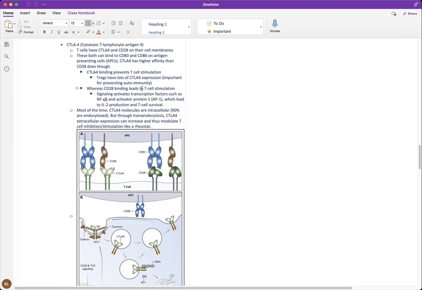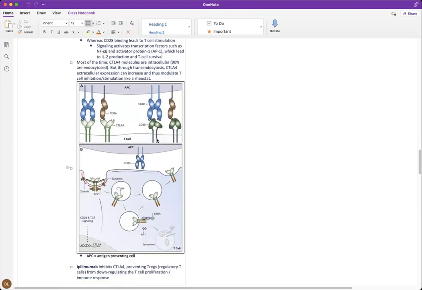Whereas CD28 binding leads to T cell stimulation. So signaling activates transcription factors like NF-kappa B and activator protein AP1, which leads to IL-2 production and T cell survival. Most of the time, CTLA4 molecules are intracellular. 90% are endocytosed, but through transendocytosis, CTLA4 extracellular expression can increase and thus modulate T cell inhibition and stimulation like a rheostat. So it can come and become extracellular.